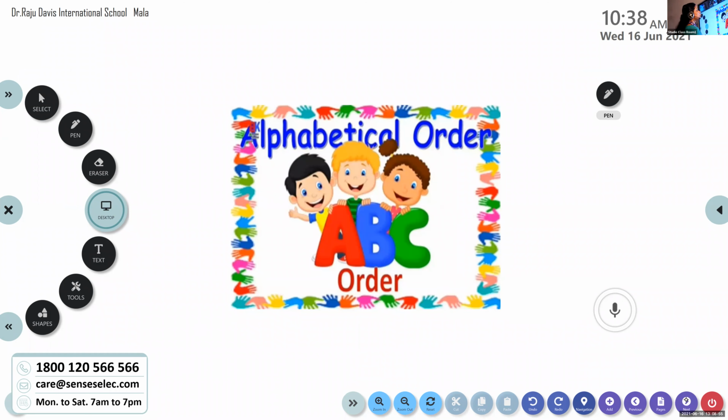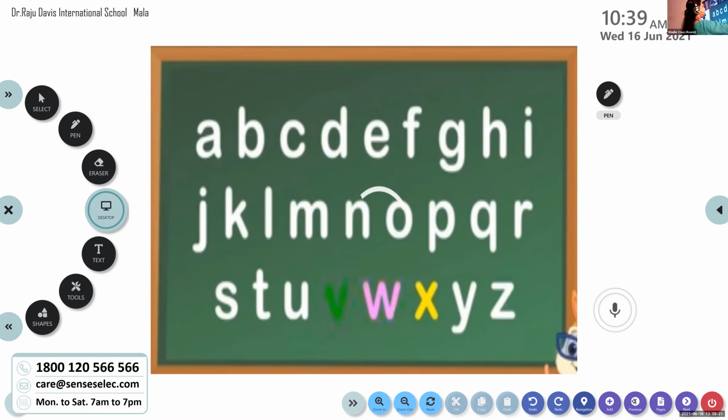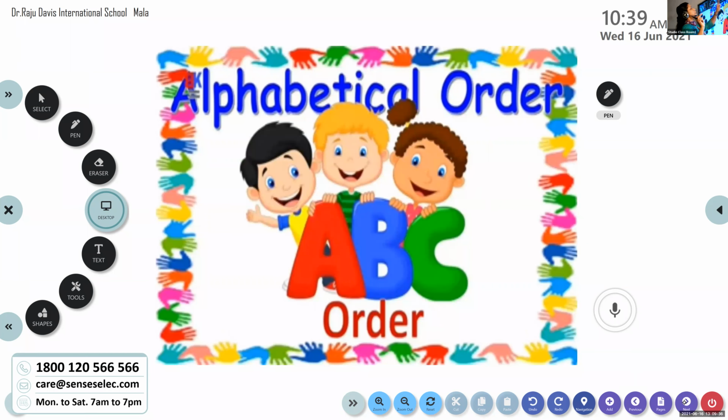What is this order called? This arrangement, A, B, C, D, what we have seen just now, is called the ABC order or the alphabetical order. Have you understood? This arrangement, that is A, B, C, D, E, F, what we saw in the last slide: A, B, C, D, E, F, G, H, I, J, K, L, M, N, O, P, Q, R, S, T, U, V, W, X, Y, Z. This is called the ABC order or the alphabetical order.